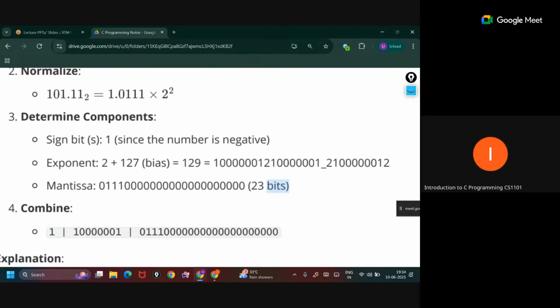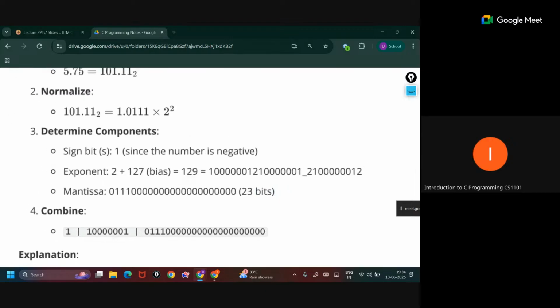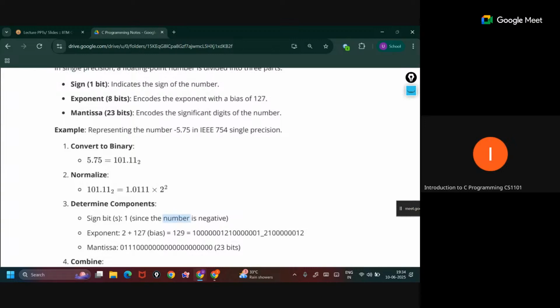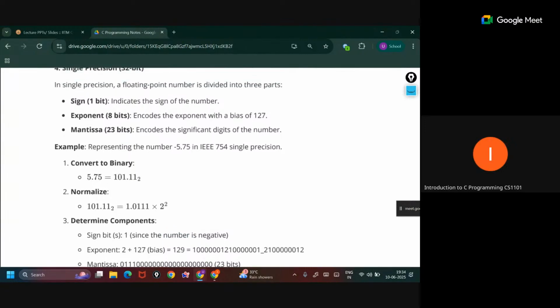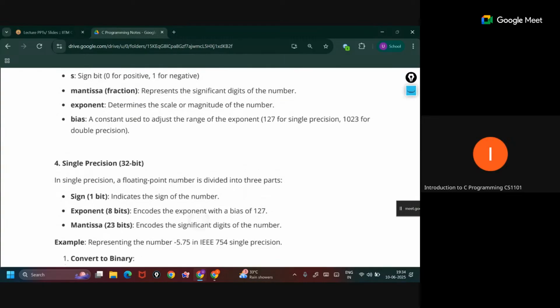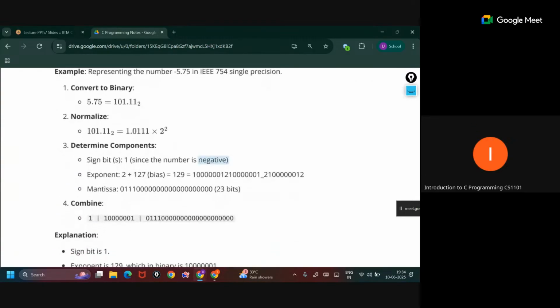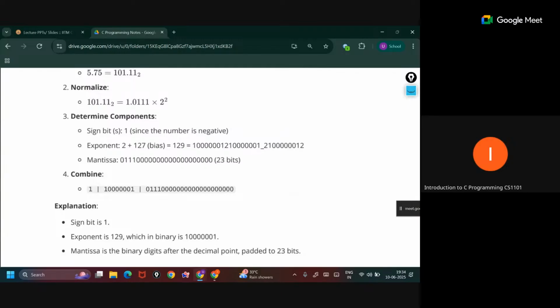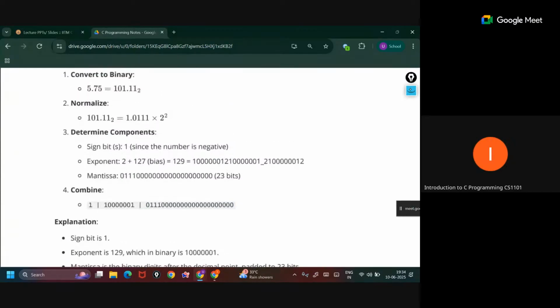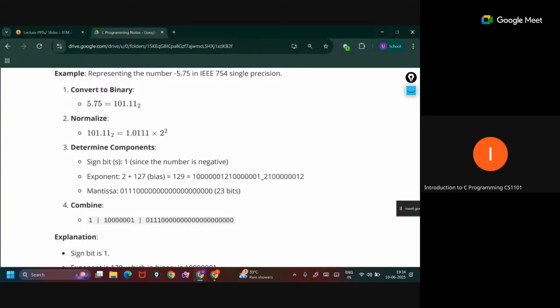Now I have to combine all. The first bit is for the sign bit, right? One is for negative and zero is for positive. So the sign bit is 0 since the number is positive, then the exponent bits, and then the 23 bits representation is done. So this is how we convert a floating point number to a binary value. Is it clear? Any doubts so far?